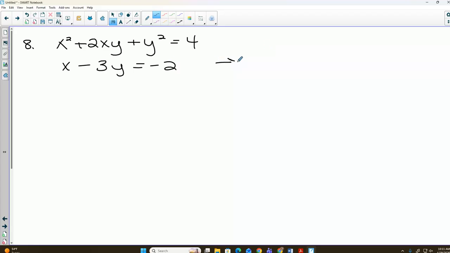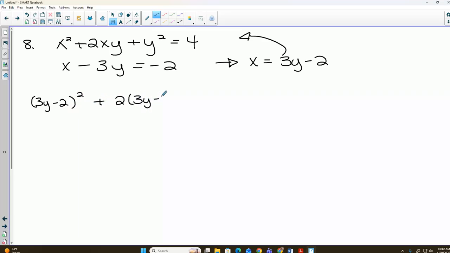X and the second one. So x would be 3y minus 2. So now we are going to plug that into the first one. Okay, so this was x squared. So that's 3y minus 2 squared. Plus 2 times the x, which is 3y minus 2, times my y.